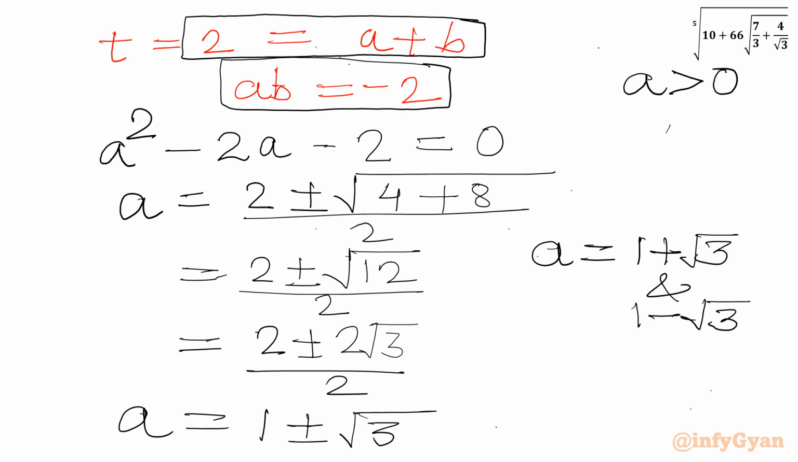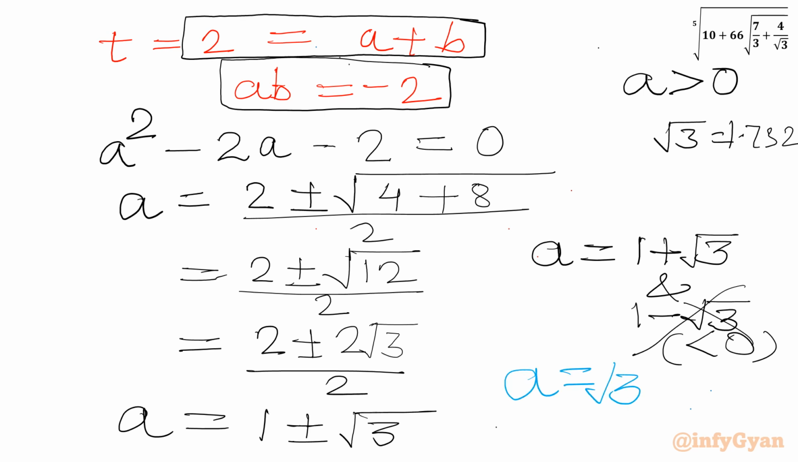Root 3 is 1.732, so this value will be negative. So we will reject 1 minus root 3. So I will be writing my final answer: a equal to root 3 plus 1.